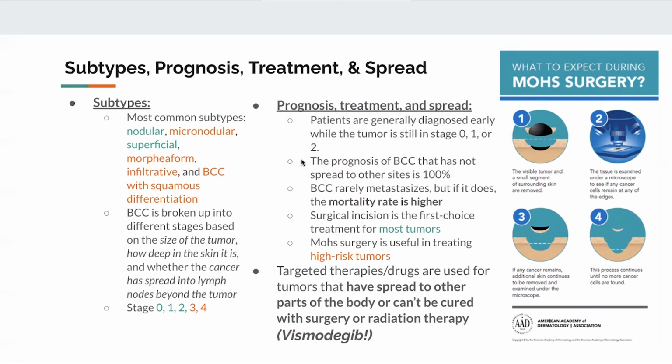Most common subtypes of basal cell carcinoma are nodular, micronodular, superficial, morpheaform, infiltrative, and basal cell carcinoma with squamous differentiation. And it's broken up into different stages based on how the size of the tumor is scaled and how deep into the skin it is, and whether the cancer has spread into lymph nodes beyond the tumor. And it's staged on a 0 to 4 scale. And the more aggressive subtypes are micronodular, infiltrative, morpheaform, and squamous differentiation. And superficial and nodular subtypes behave with non-malignant behaviors.